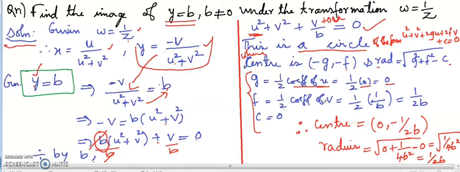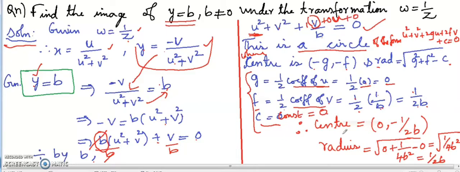Then 1 by 2 into coefficient of V, that is F value. What is coefficient of V? You have V square and V by B here. So you have V term. Coefficient of V is 1 by B. Together with V we have 1 by B. So instead of coefficient of V substitute 1 by B. So 1 by 2 into 1 by B, 1 by 2B is F. C is the constant term. Is there any constant term? You have U square term, V square term, V term. Constant term is taken as 0.